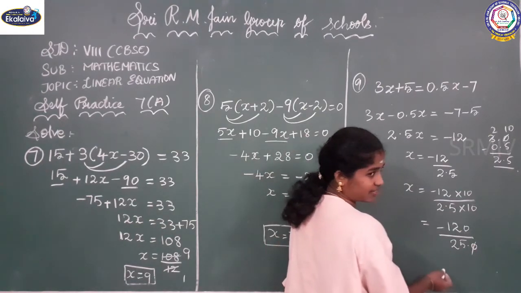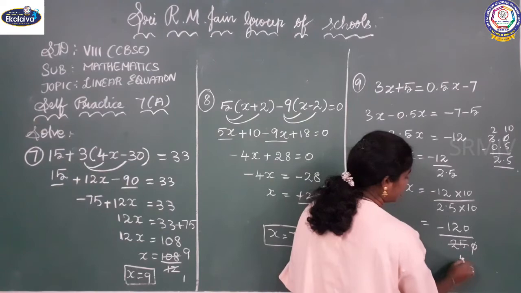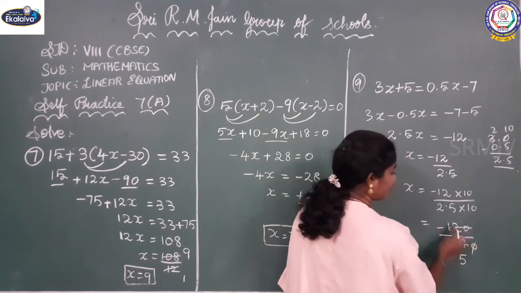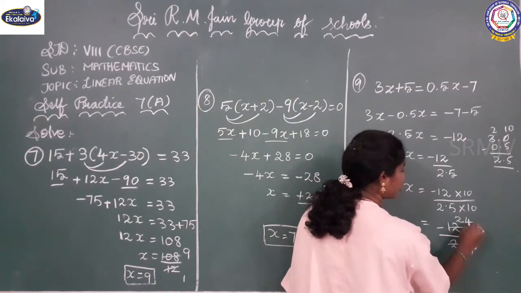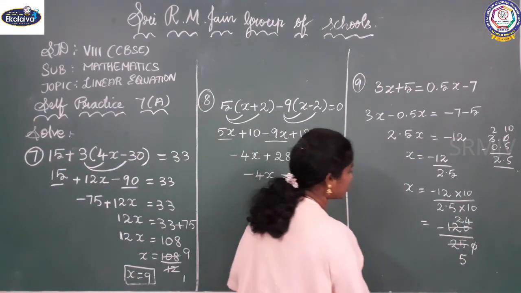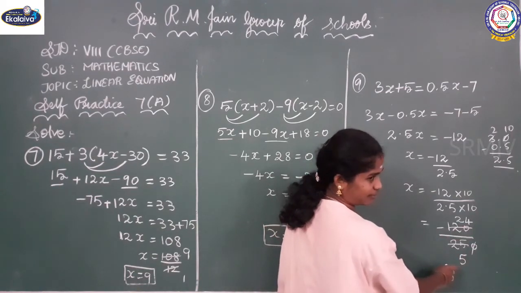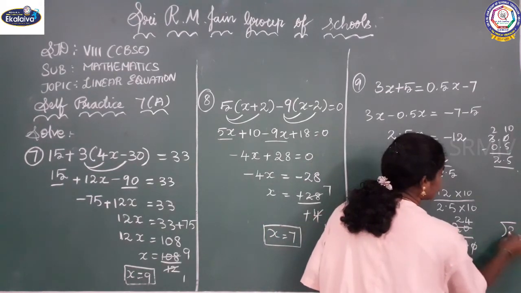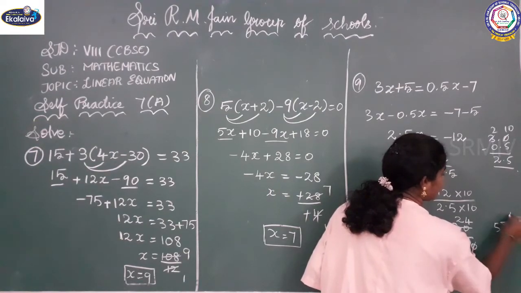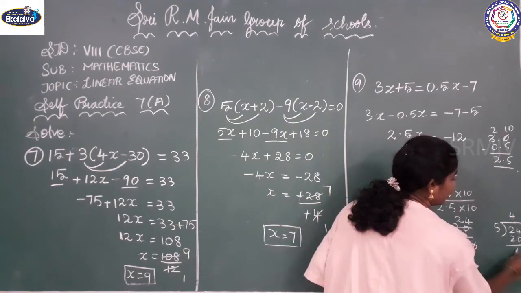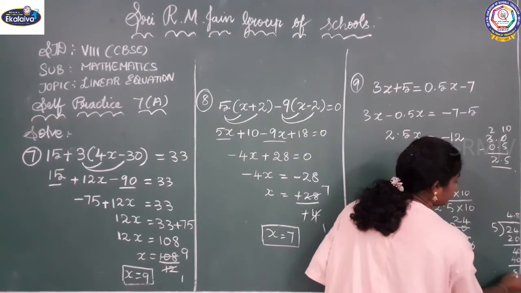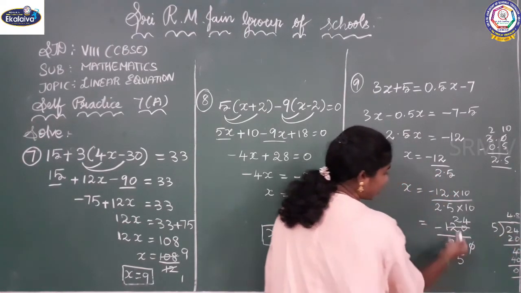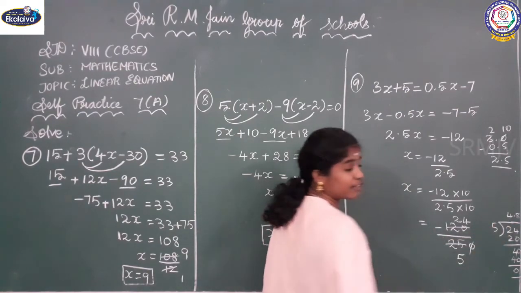Shall we go by 5 table? Yes. 5 5s are 25. 5 2s are 10. Remaining to 20. So 5 4s are 20. So what is the value of x I am getting? Minus 24 by 5. So I am dividing 24 by 5 means what I will get? 5 4s are 20. Remainder is 4. Keeping a point, adding a 0, 5 8s are 40. So when I divide 24 by 5, I am getting 4.8.